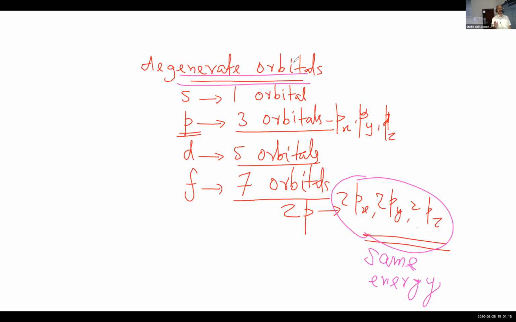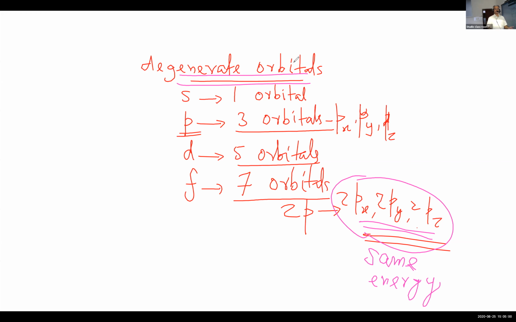And the orbitals with the same energy are called degenerate orbitals. The question is, what are degenerate orbitals? They are the orbitals with the same energy. These are the orbitals of the same subshell. Say, for example, 2px, 2py, 2pz. They are having the same energy. So it is a set of 2px, 2py, 2pz. That is a set of degenerate orbitals.